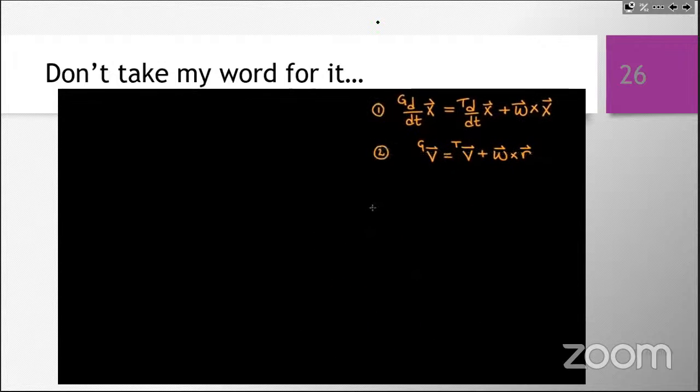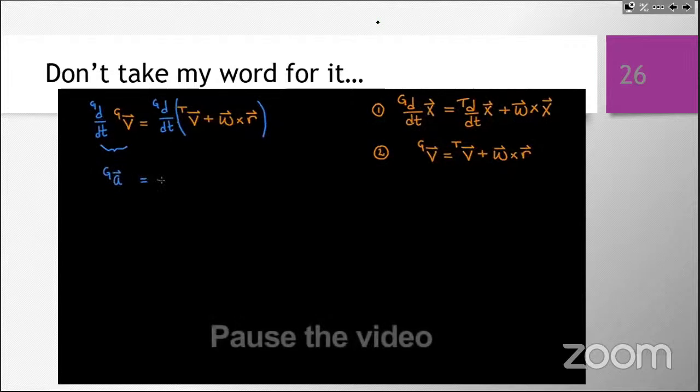Try to find the general formula for the acceleration in the ground frame in terms of the acceleration in the turntable frame and various other terms. Pause the video while you carry out the computation.